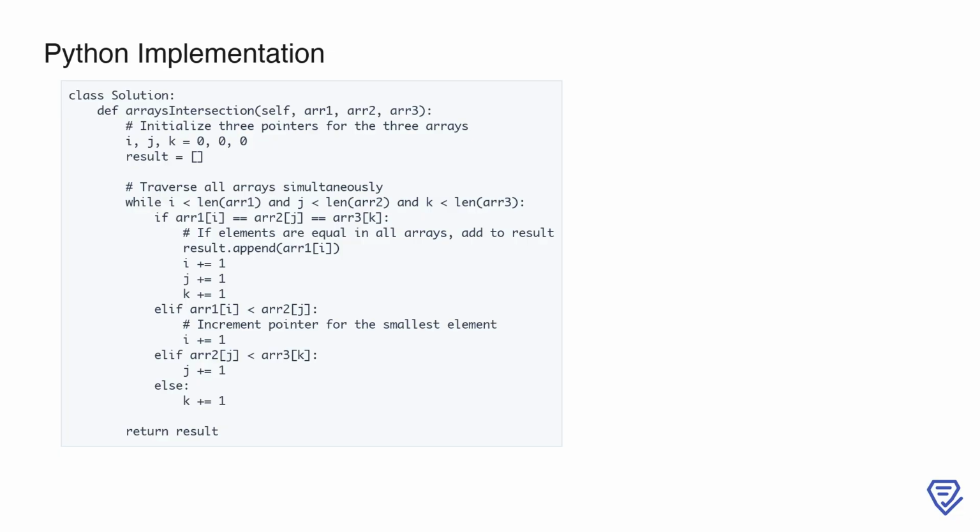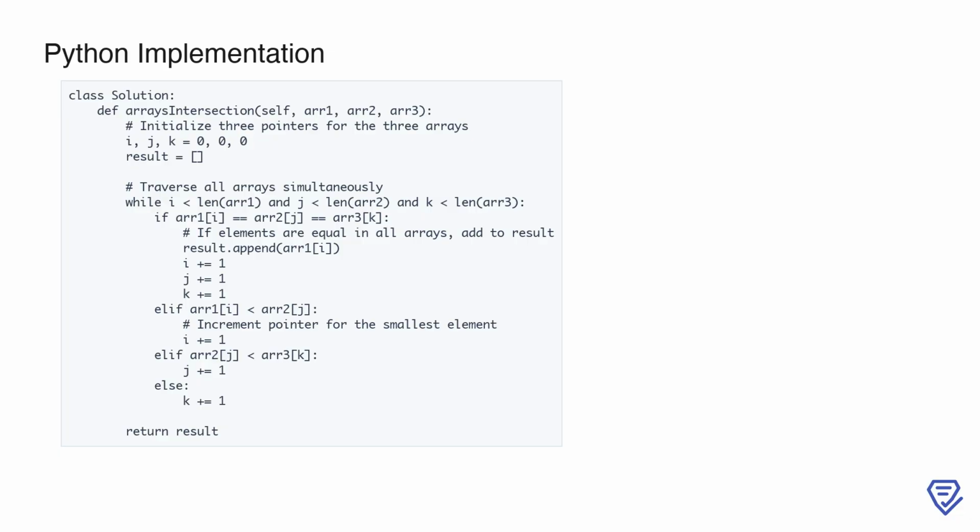3. Equality check. If the elements at the current indices of all 3 arrays are equal, ARR1[i] equals ARR2[j] equals ARR3[k], it means the element is common to all 3 arrays. We append it to the result list and increment all 3 pointers to move to the next elements. 4. Pointer advancement. If the elements are not equal, we increment the pointer corresponding to the smallest element among the 3. This ensures that all arrays remain aligned, as the arrays are sorted in non-decreasing order.